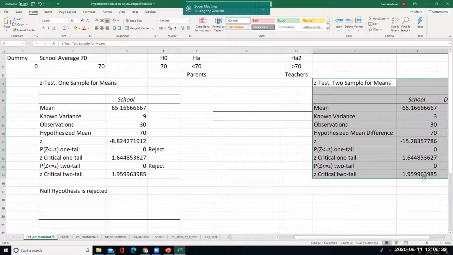So one-tail and two-tail I rejected. Less than also I am rejecting, and two-tail also I am rejecting it. Therefore, this is the answer I get.